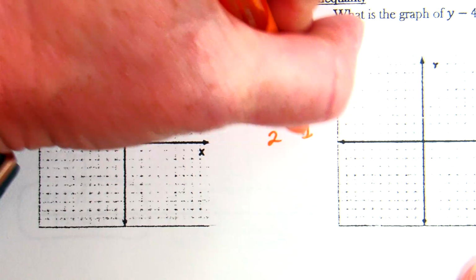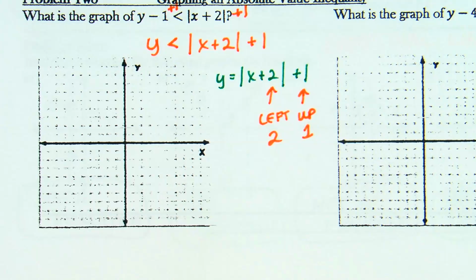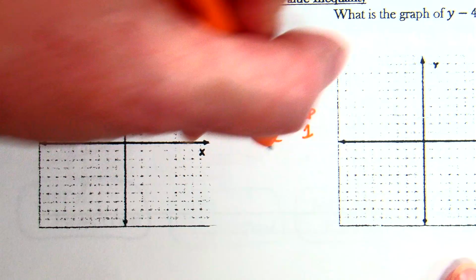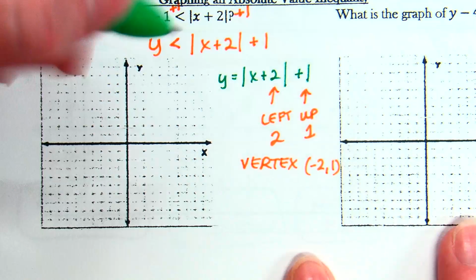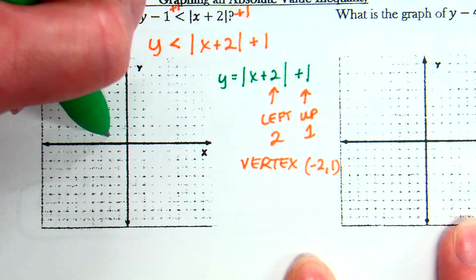Now, think with me. If my graph goes left 2 and up 1, where is that new vertex? -2, 1. If I just went left 2, up 1, the vertex is -2 and 1. Basically this graph is going to have the vertex at -2, 1. Okay, so let's do that. I'm going to go from 0, 0, left 2, up 1. And then you go up 1, right 1, or left 1, because your slope is 1, 1.